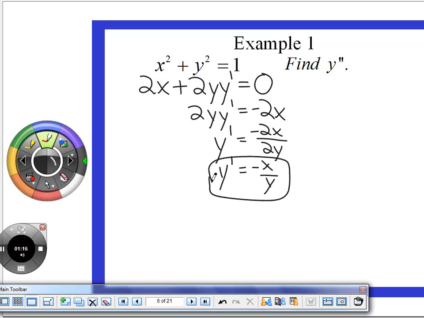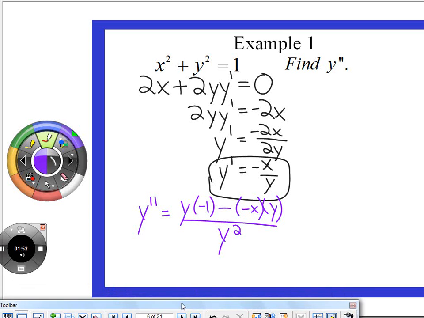So that's our first derivative, and now what we need to do is find the second derivative. So we just find the derivative again. And so we say y double prime equals, and we use the quotient rule. So we have low, and then d high, which would be negative 1, minus high, which is negative x, times d low. And all of that is over the low squared, so that's all over y squared. Okay? So we'll probably do a little bit of cleanup with that.